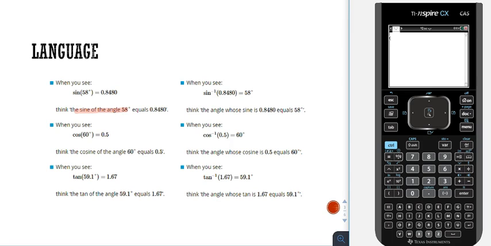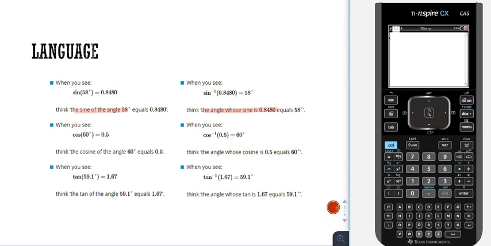Now, the language of this. When you've got the angle, so we're not doing the inverse, when it's just the normal sine 58, we'd say sine of the angle 58 is equal to 0.8480. This is your length. So this 0.8480 is a length. So sine of the angle is equal to the length.